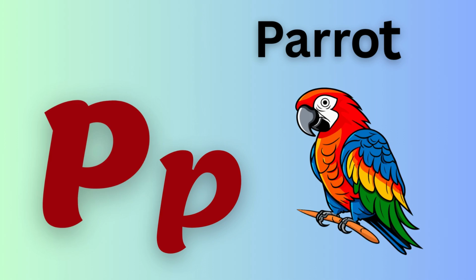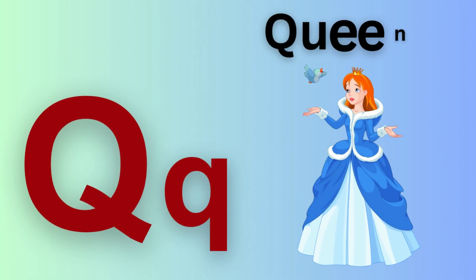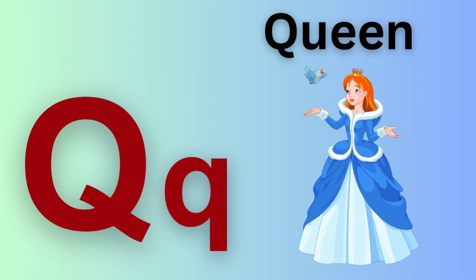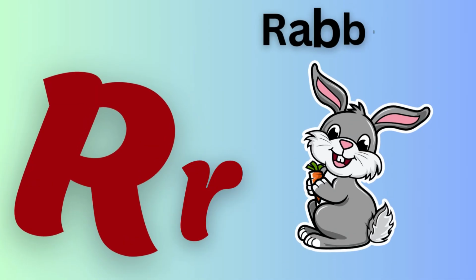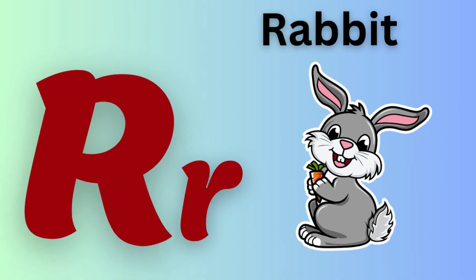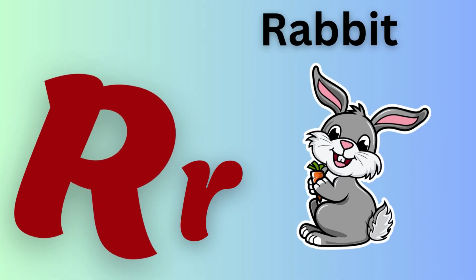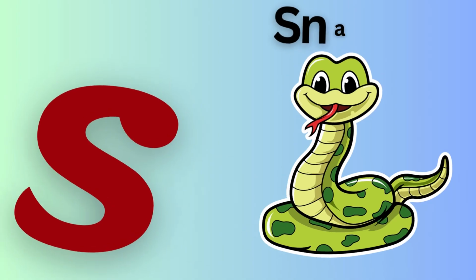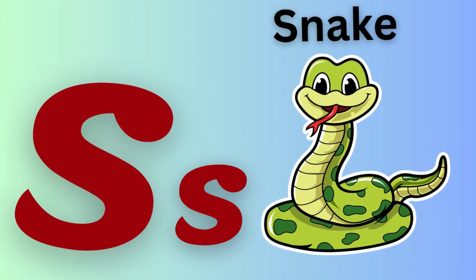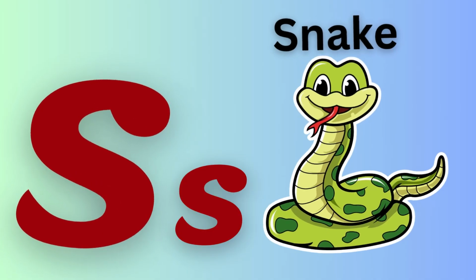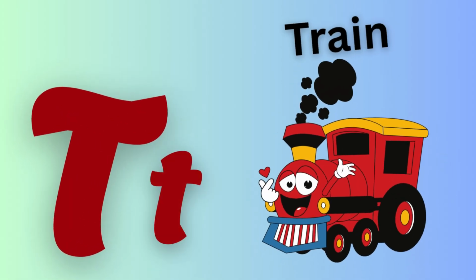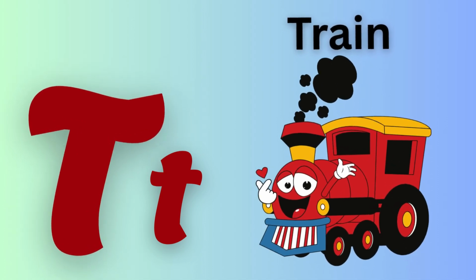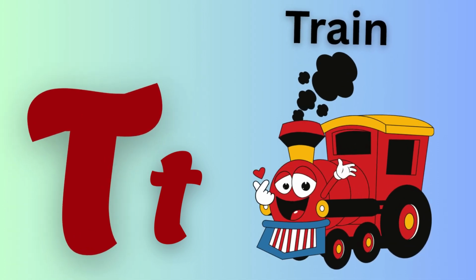orange. P for parrot. P, parrot. Q for queen. Q, queen. R for rabbit. R, rabbit. S for snake. S, snake. T for train. T, train.